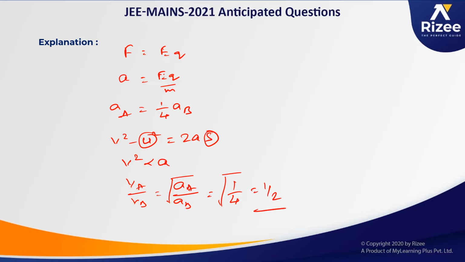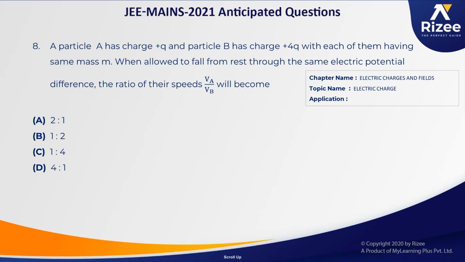So this is a very simple and direct question. You should be very careful in these types of questions. You should not lose them. Basically your option will be 1:2, that is option B.